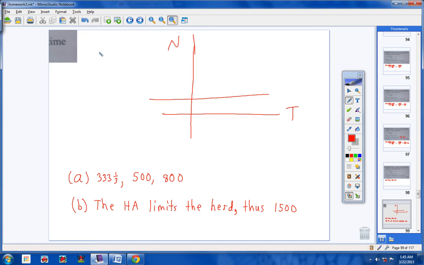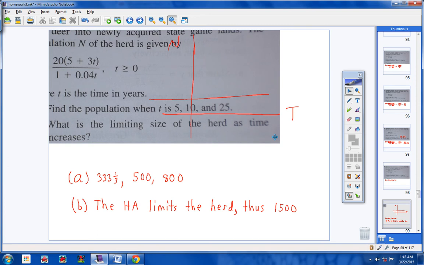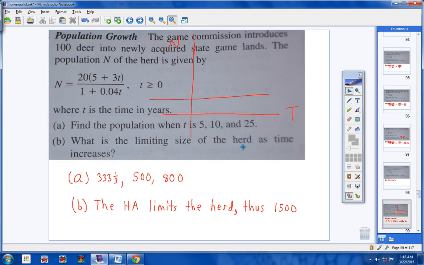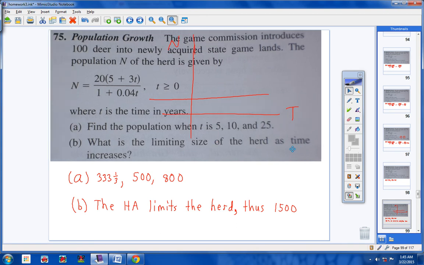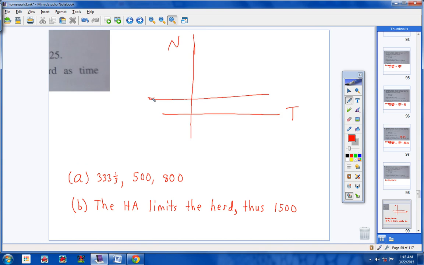Okay? So when the question says, what is the limiting size of the herd as time increases? Well, the horizontal asymptote is what's going to limit the herd. A line going across horizontally like this is going to limit your n-axis. Like the graph might come down and get closer and closer, but that's it.